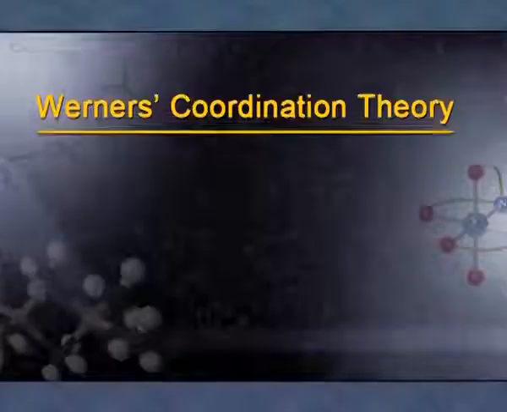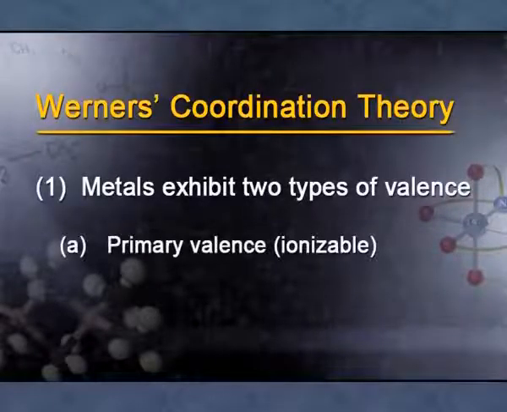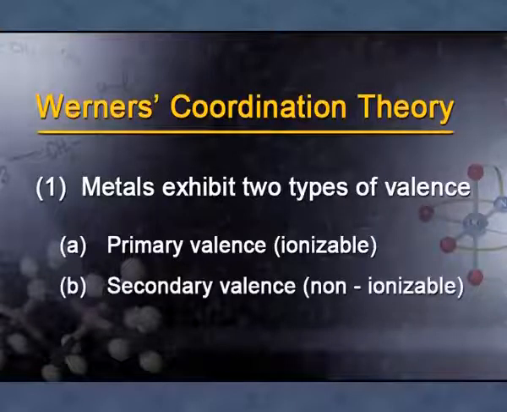His observation has been divided into two categories known as postulates and experimental evidences. According to Werner, it should be clear that every metal ion has two types of valencies. These are known as primary and secondary valencies. Primary valencies are also known as ionic valencies. They can be easily ionized. And secondary valencies are non-ionizable.